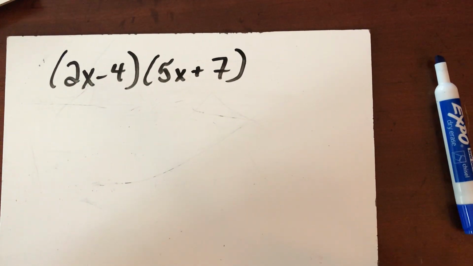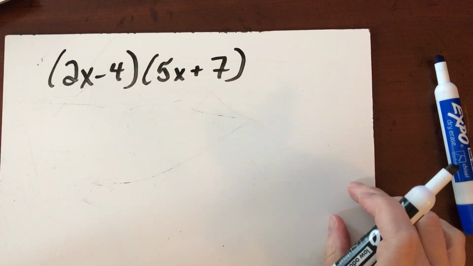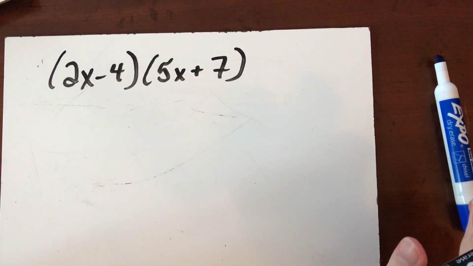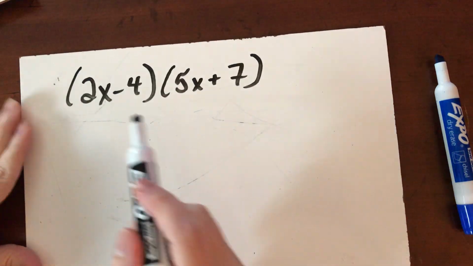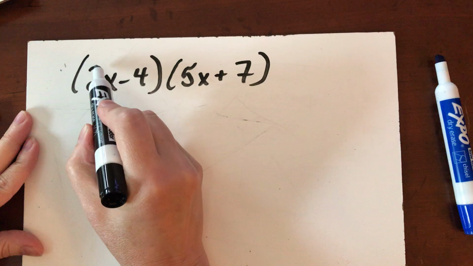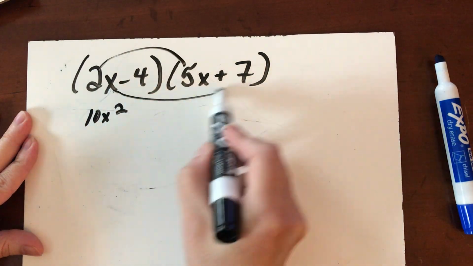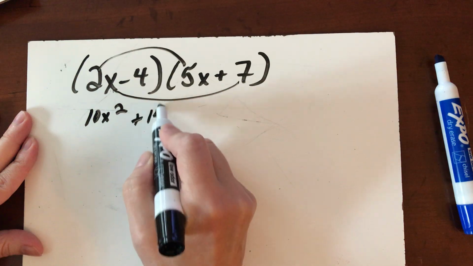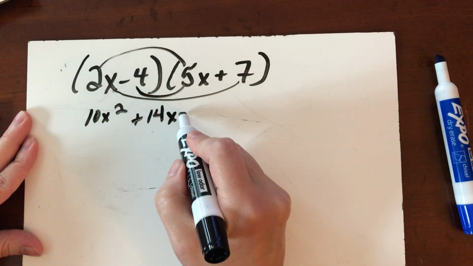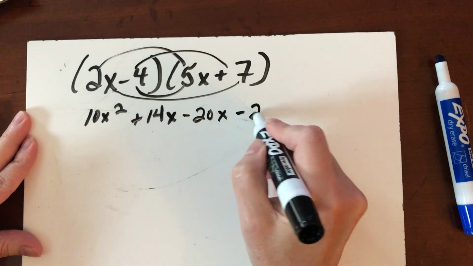Today we are going to look at how to factor using grouping. So what we're going to do is first review the FOIL method to make sure you understand it. Remember, with the FOIL method, it was the F, the O, the I, the L: first, outer, inner, and last. So 2x times 5x would have given me 10x squared. Outer, 2x times 7x is positive 14x. Inner, negative 4 times 5x is negative 20x. And then last, negative 4 times 7 is negative 28.